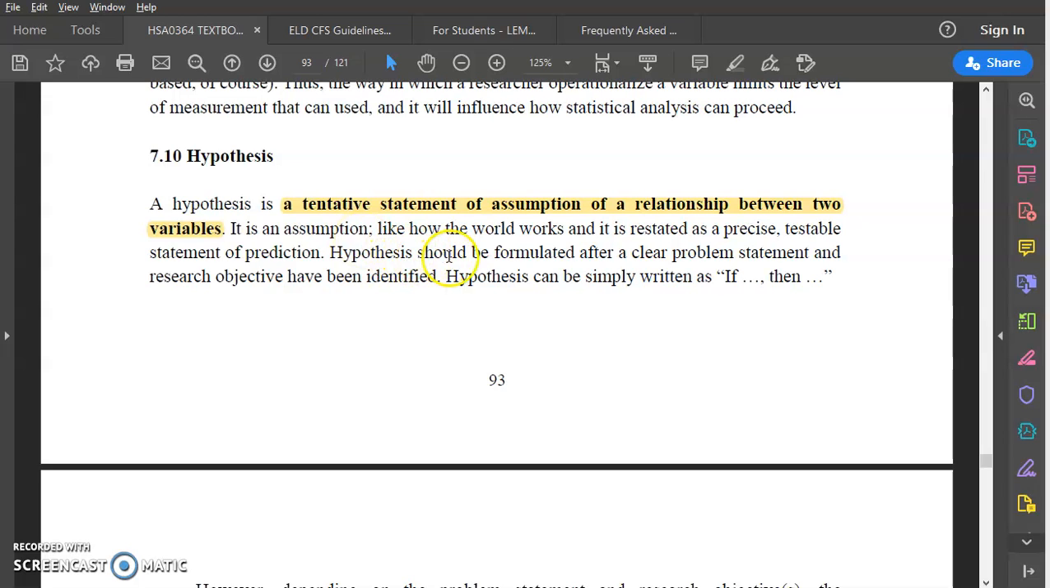It should be formulated after you have a clear problem statement and the research objective have been identified. Okay, it can be simply written as, if something happens, then this will happen. Now, this is a bit too general because there are different types of hypotheses.